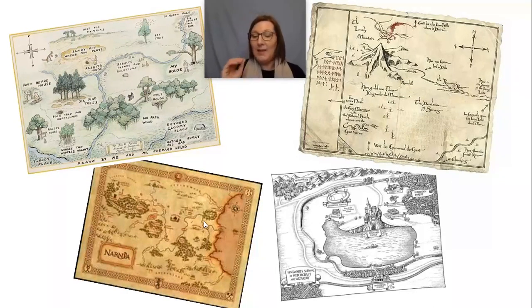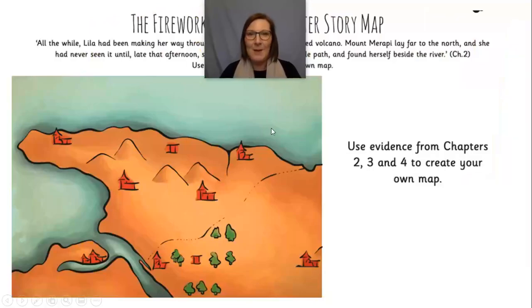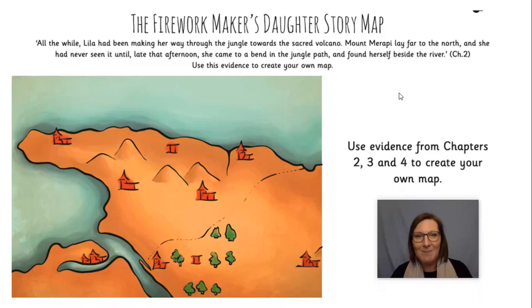You are going to complete your very own story map of The Firework Maker's Daughter. So think about the journey that Lila went on, and those key places that she saw or was heading towards. There's that main place that she was heading towards. Can you remember what it was called? That's right, it was Mount Merapi.